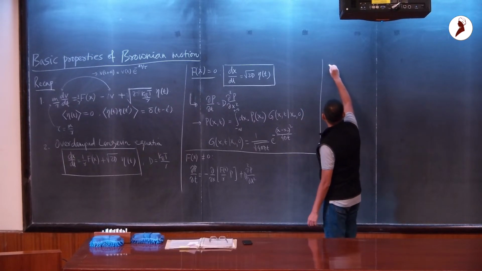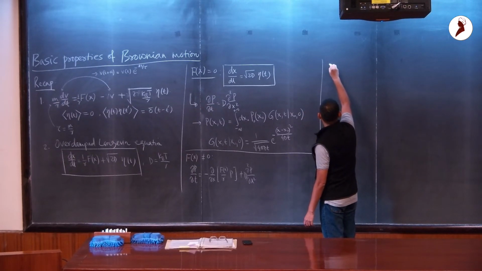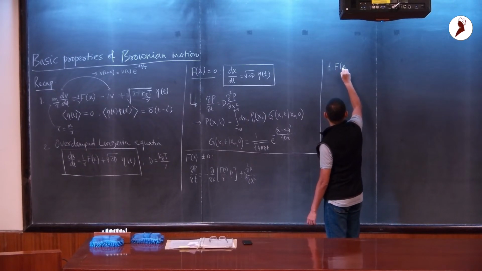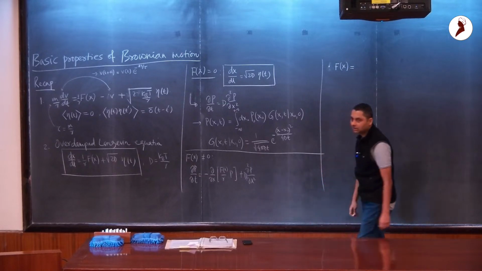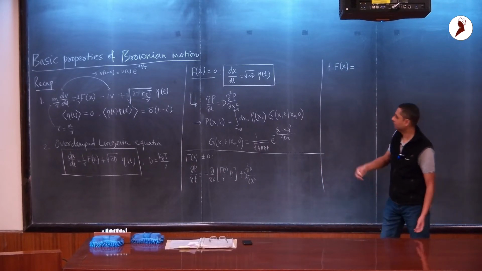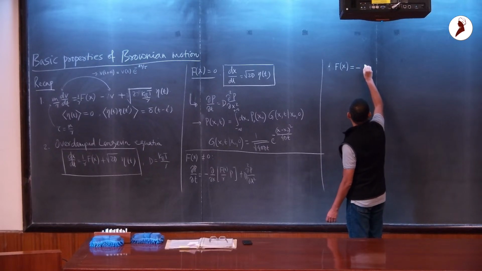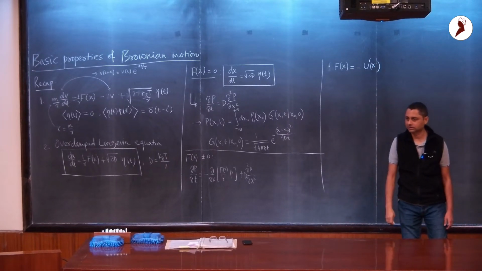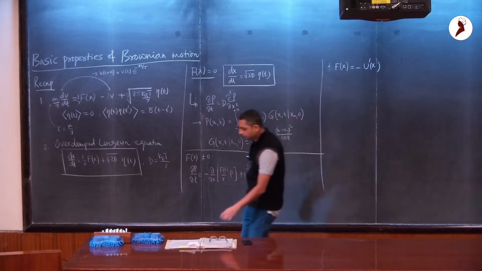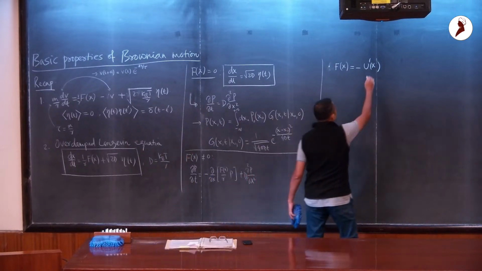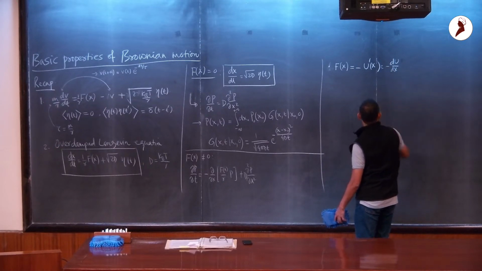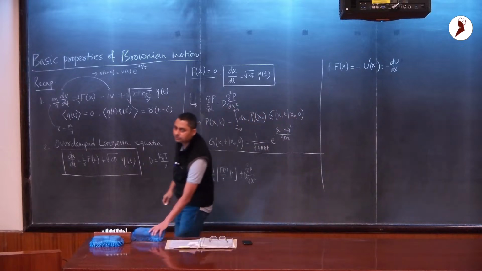So let us assume the case where f of x is derived from a potential. So f of x is minus u prime x, minus du dx. So it's only a function of x, minus du dx. We are going to assume that.